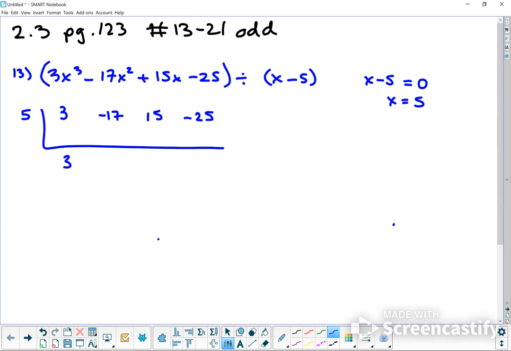Okay, so bring the 3 down, or just add. So you're adding 3 and nothing, which is just 3. And then you're going to multiply 5 and 3, which is 15. You're going to put it in the next column over, and then you're going to add it down, and proceed from there. So negative 17 and 15 is negative 2. You're going to multiply. That's going to be negative 10. You're going to add 5, and you're going to multiply, and you get 25. So that gets your remainder of 0.